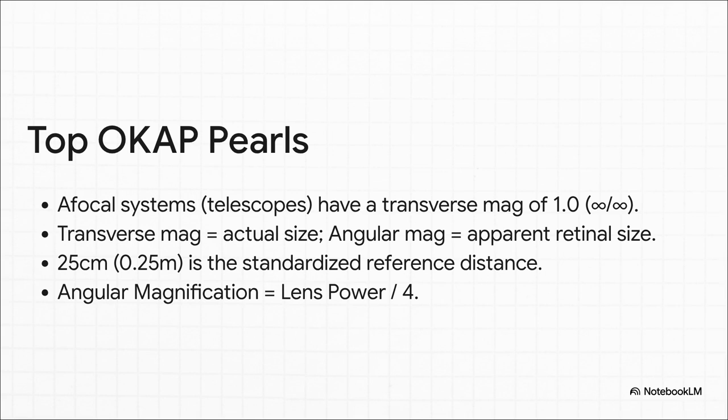Telescopes have a transverse mag of 1.0. Transverse is actual size, while angular is apparent size. Always use 25 centimeters for your baseline reference. And finally, calculate angular mag by dividing lens power by 4. If you internalize these 4 core pearls, you are going to easily collect points on test day. Do not confuse transverse with angular. Remember your infinity over infinity trap, and lock that 25 centimeter, 0.25 meter reference distance into your memory banks for good.